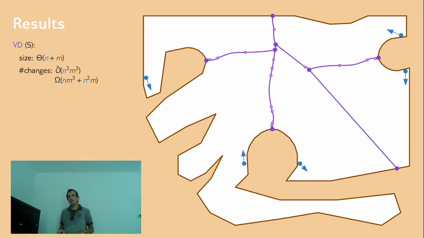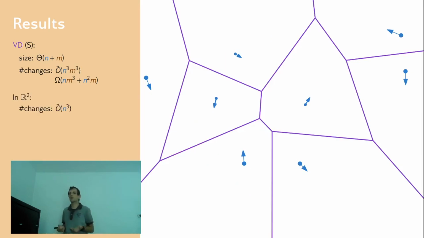In our defense, even if there was no polygon, and I just have n sites that are moving in the plane, each at different speeds, the best known upper bound for this is still n³, so cubic in the number of sites. So admittedly, this is a hard problem.